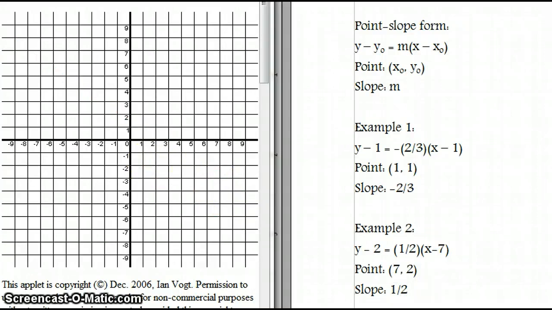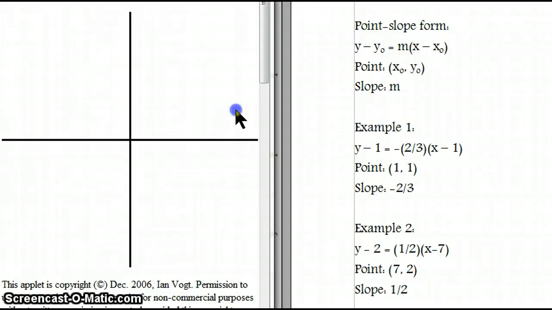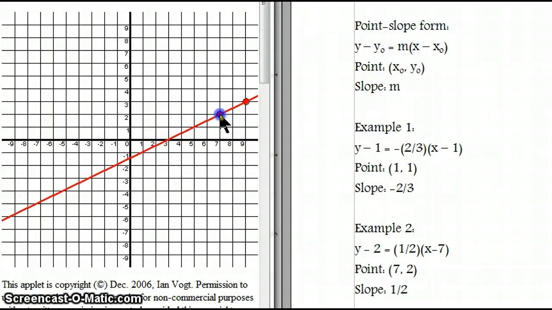So if I want to graph this equation, I would start by graphing 7, 2, which is over 7 up 2, right here. And then from there, I would need to go up 1 and right 2 to find another point. So I would go up 1, right 2, right there. And then I just draw the line through these 2 points, and that's it.